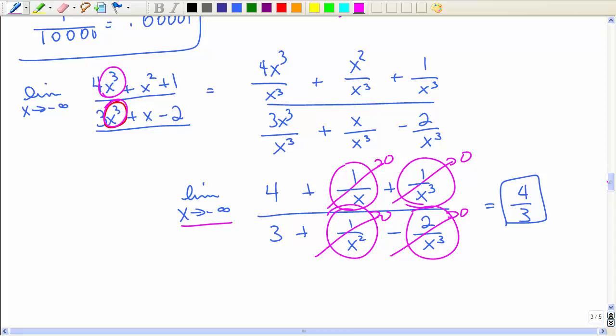So keep in mind that this last process was just for infinity. If you're plugging in numbers, just plug in the numbers, see what you get. If you get 0 over 0, you need to factor and reduce and then find the limit.